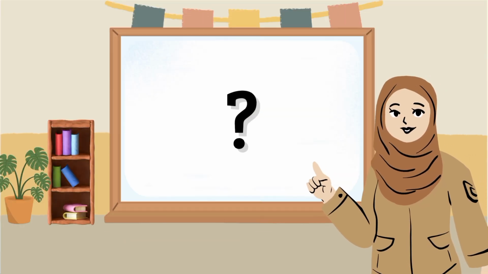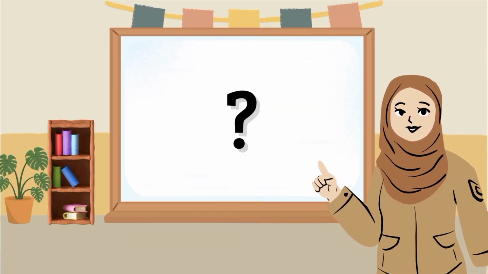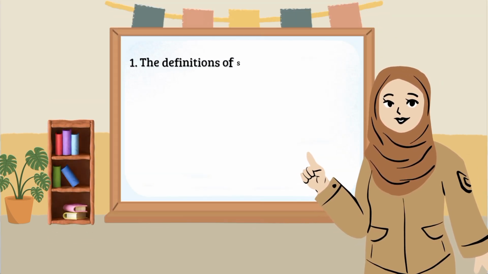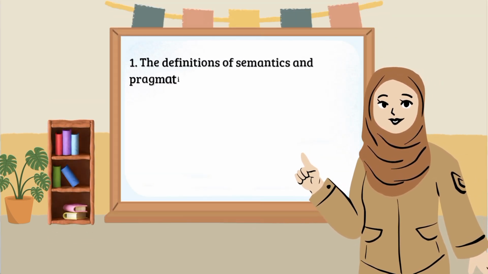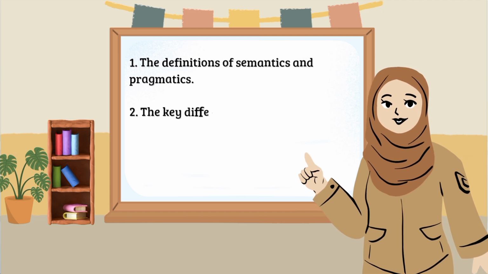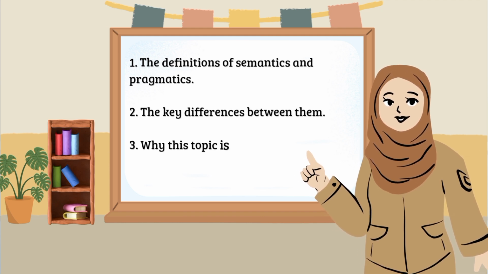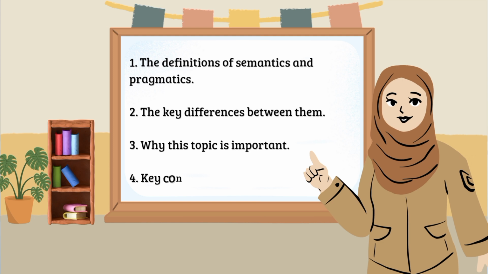To give an overview, today's material includes: the first is the definition of semantics and pragmatics. The second is the key differences between them. The third is why this topic is important. And the last is key concepts and some examples.